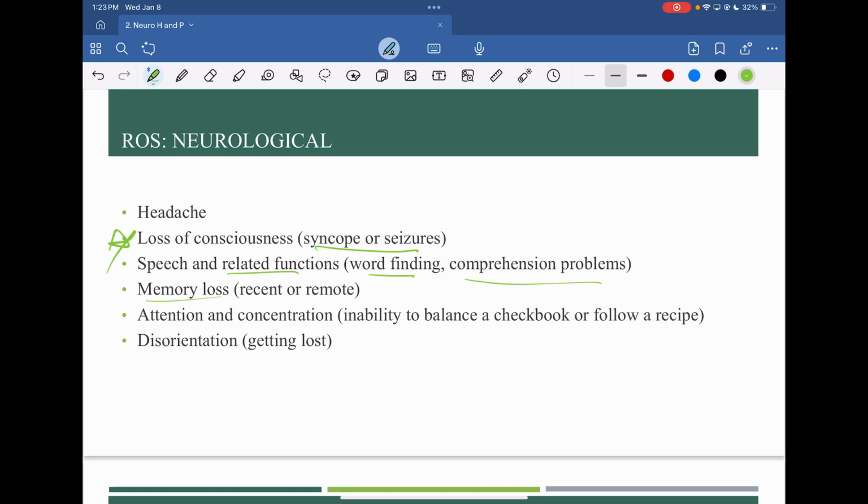Memory loss, is it recent or remote? Like some people can't remember the last 20 minutes, but from like 20 years ago, they'll remember everything. Attention and concentration and disorientation is another big one. They get lost. You all heard the story about the Alzheimer's dementia patients are wandering on the streets and whatnot. They get lost. They don't know where they are. That's why they have a lot of those memory centers that are like little streets, and they get used to all that, and they can stay there.